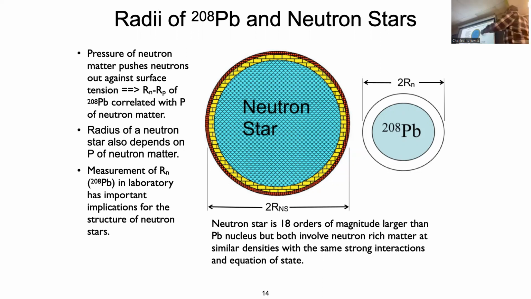The pressure of neutron matter. So lead-208 has 44 more neutrons than protons. Those extra neutrons, the pressure of that neutron-rich matter pushes them out against surface tension. If it's a high pressure, you'll get a big neutron radius. So this Rn minus Rp that we've measured is strongly correlated with the pressure of neutron matter. The thicker the skin, the higher the pressure.